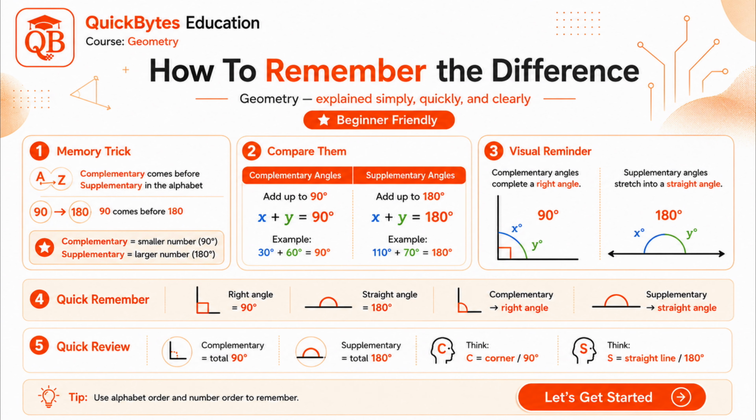Here's a simple memory trick. Complementary comes before supplementary in the alphabet, and 90 comes before 180. So complementary goes with the smaller number, 90. Supplementary goes with the larger number, 180. You can also remember it this way. Complementary angles complete a right angle. Supplementary angles stretch out to a straight angle. Right angle means 90 degrees. Straight angle means 180 degrees.